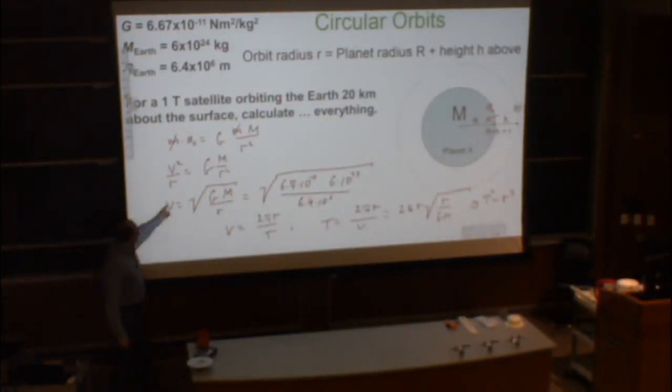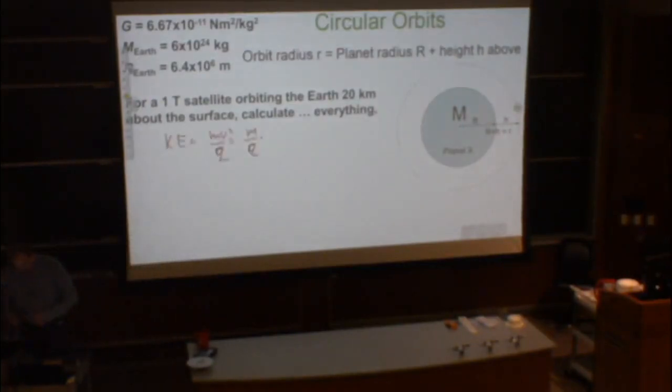What is it equal to? v squared equals GM over r. That's it, GM over r. So how would we rewrite it? 1/2 G little m big M over r. That's how we can calculate kinetic energy.